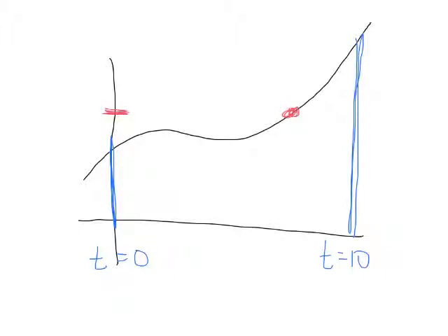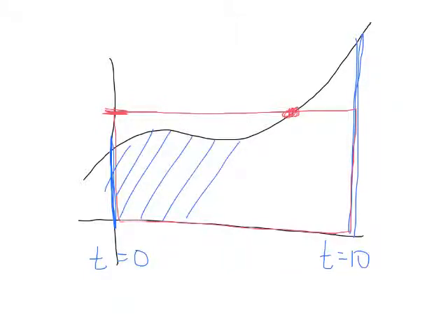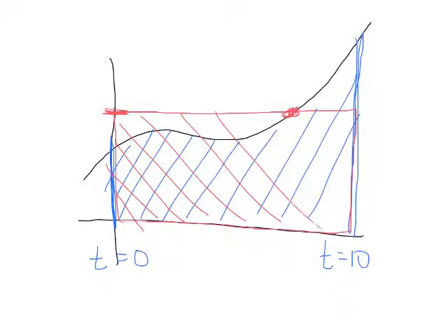The way we go about finding the average value is we're looking for what height would make a rectangle of equal area to the area under the curve. The area under our curve we can find with an integral, and the area of a rectangle we could find geometrically. The base of it is 10 units long and the height is whatever we find it to be.